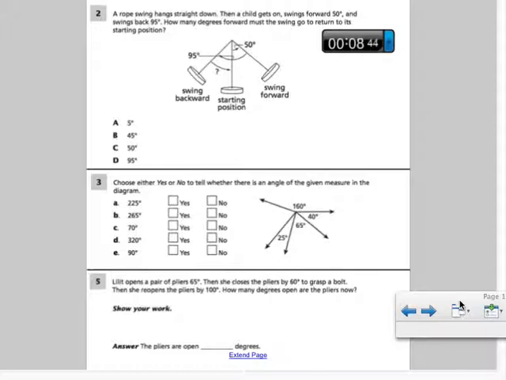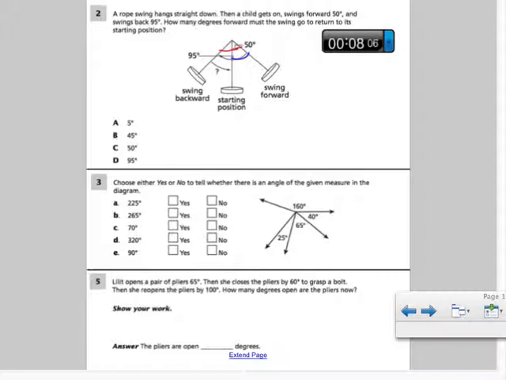Then a child gets on, and he swings forward 50 degrees. That's what that is. He went forward 50 degrees. And then he swings back 95 degrees. So that's from here all the way to there. That's 95. Well, I'm not going to write it again. It's already on the board. How many degrees forward must the swing go to return to the starting position?